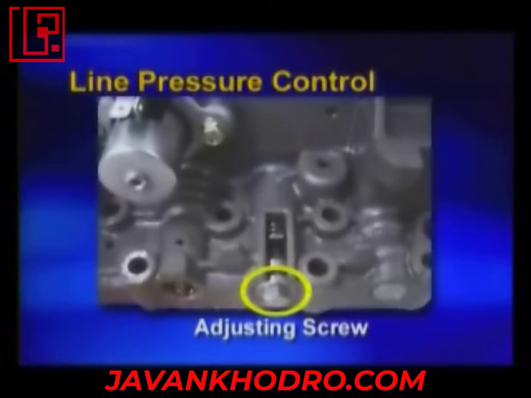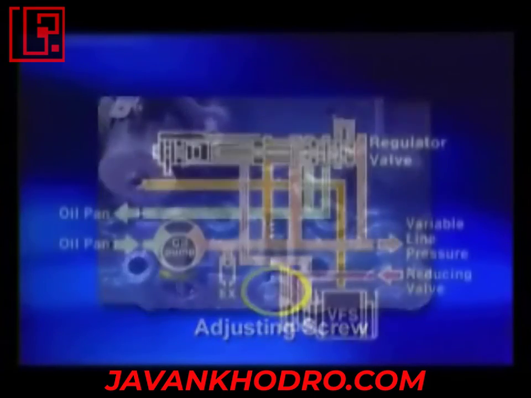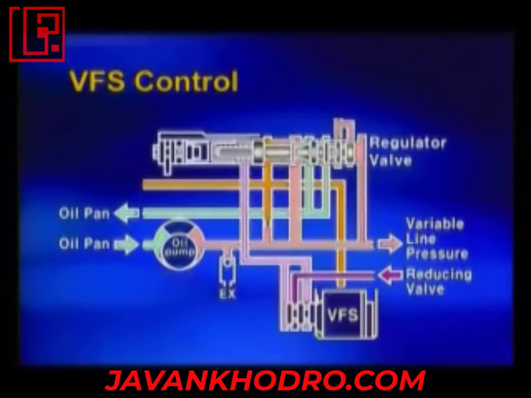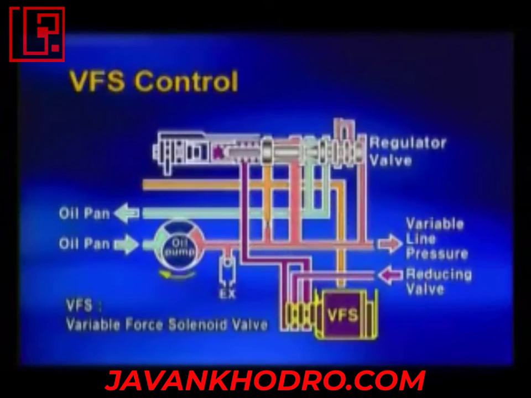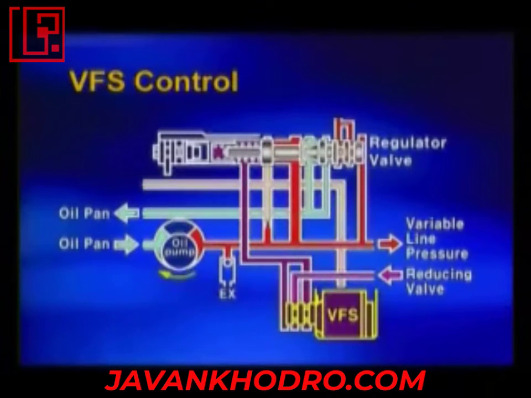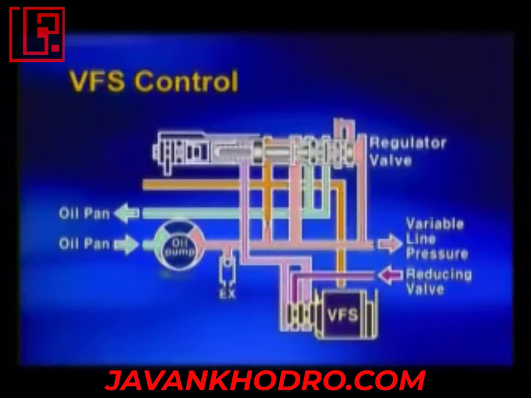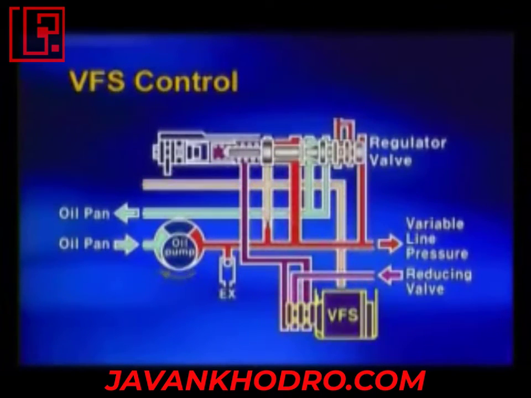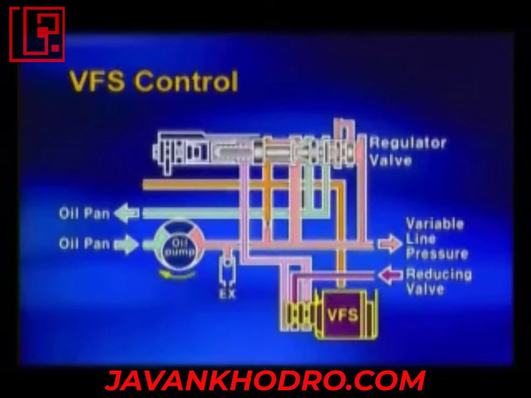Now, let's see the hydraulic circuit diagram for variable line pressure. In case of the automatic transaxle without VFS, the regulator valve in the valve body modulates the line pressure constantly. This is the hydraulic circuit diagram of the VFS control. Variable hydraulic pressure applies to the spring on the left side of the regulator valve. By doing so, line pressure is set where it balances with the spring constant plus VFS controlling pressure. As a result, line pressure varies depending on the VFS current changes.